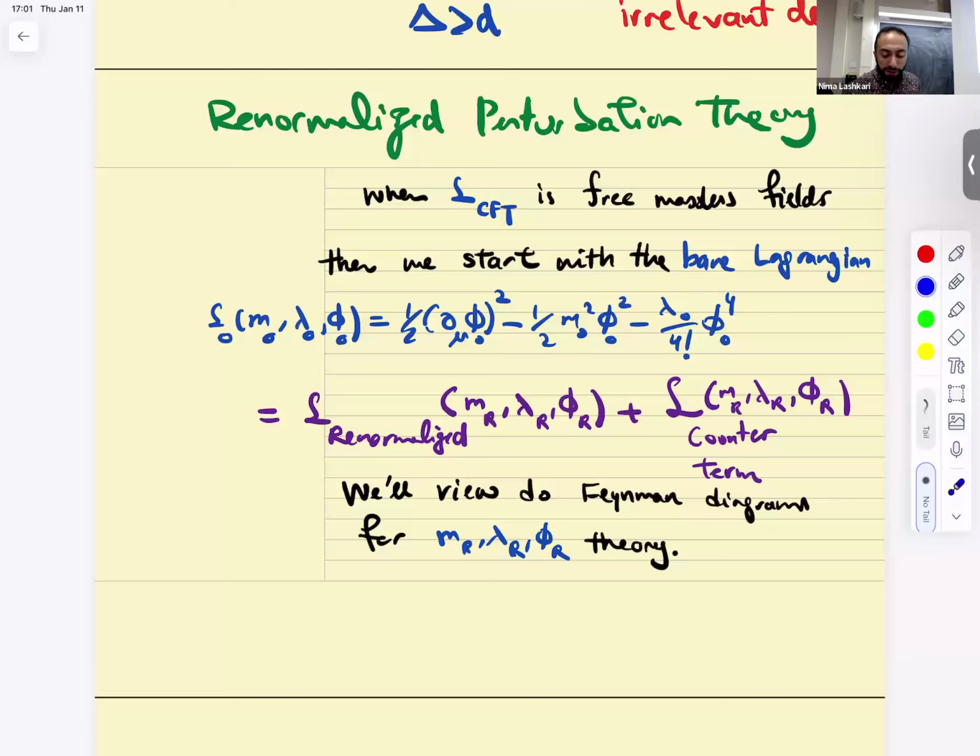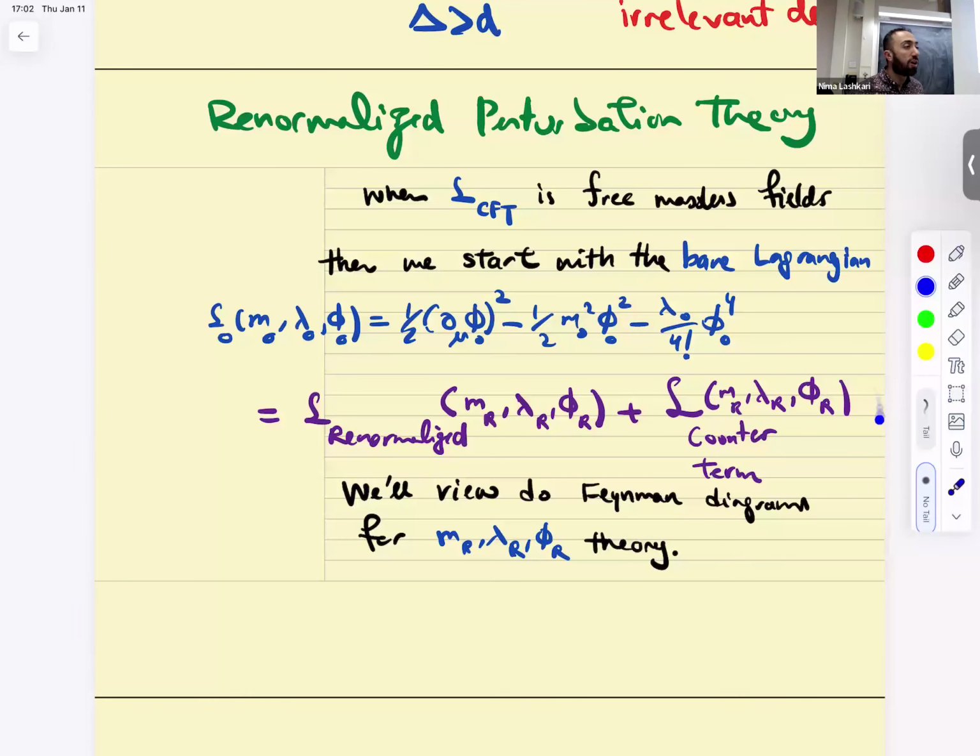So you probably have heard already about M and lambda running, changing. Anyway, what we did in the past, in the case of QED, was we wrote this Lagrangian as a renormalized Lagrangian for some renormalized mass, lambda_r, and phi_r, plus a whole bunch of things that are counterterms.